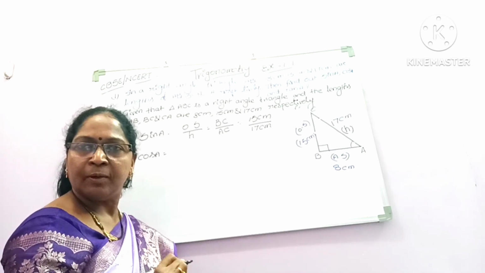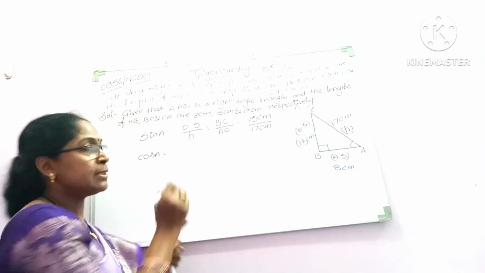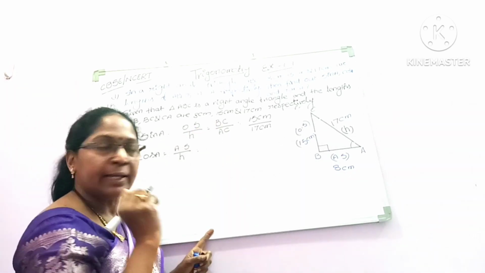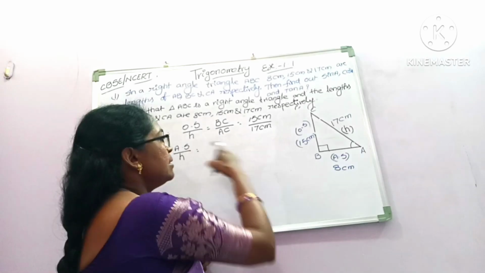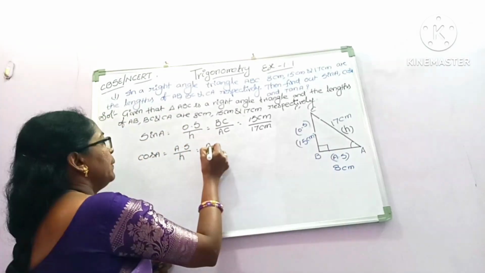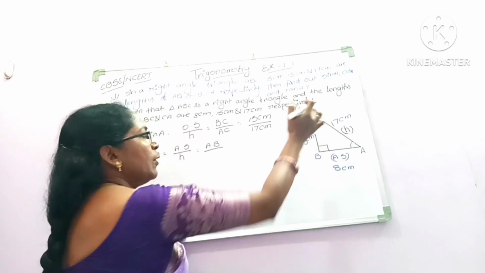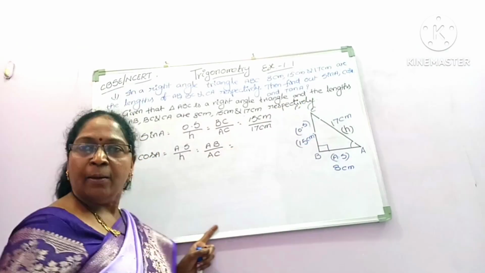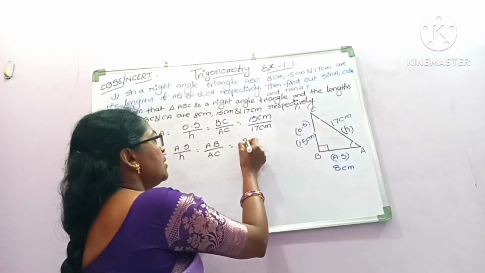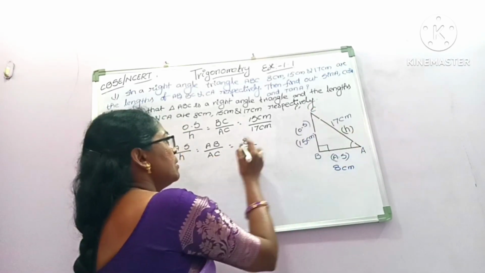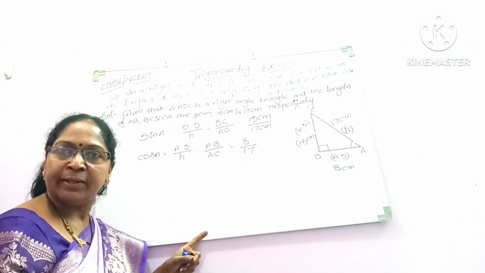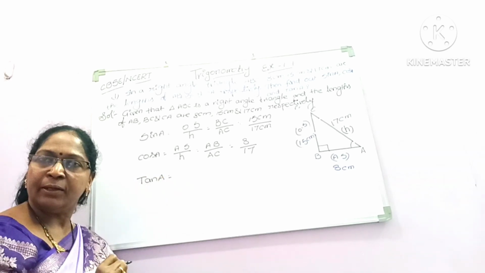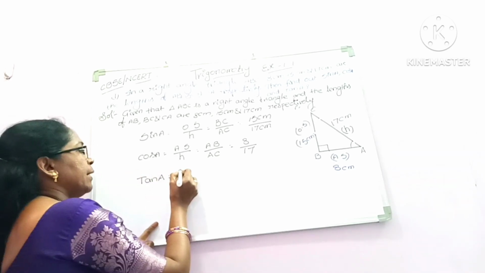Cos A equals, what's the formula? Adjacent side by hypotenuse. First write the formula, adjacent side by hypotenuse. Now write the side names. What are the names of the sides here? The adjacent side is BA or AB, by hypotenuse. What is the hypotenuse here? AC is the hypotenuse. AB, the adjacent side, equals how much? 8, by AC equal to 17. So 8 by 17. Next, the third one is tan A, where tan A equals opposite side by adjacent side.